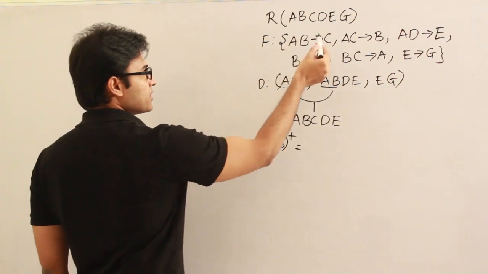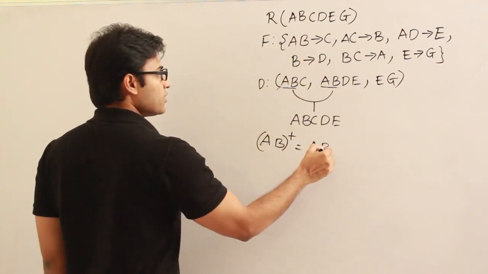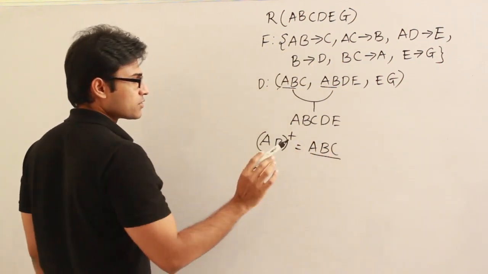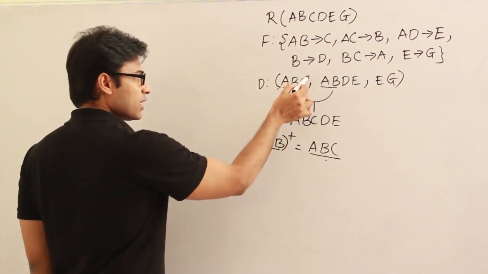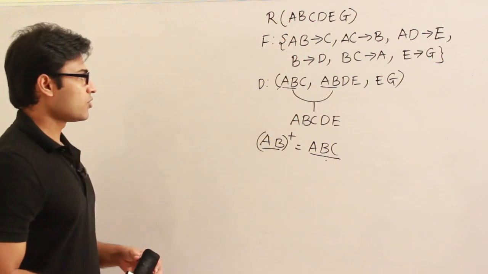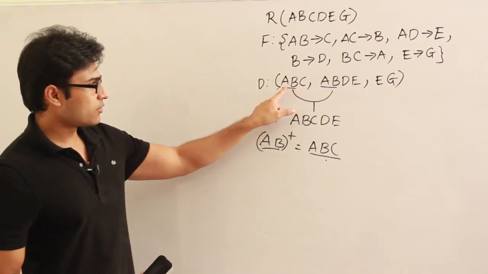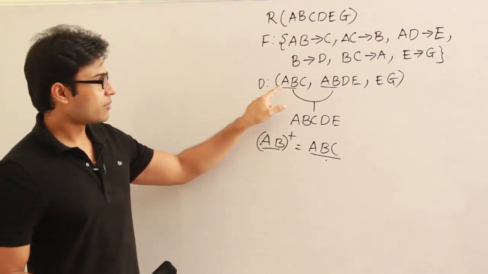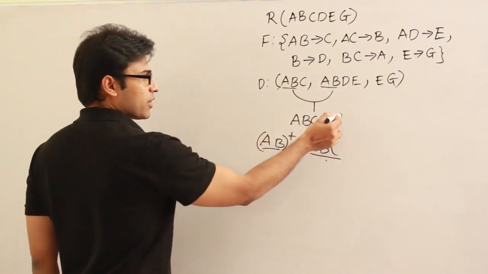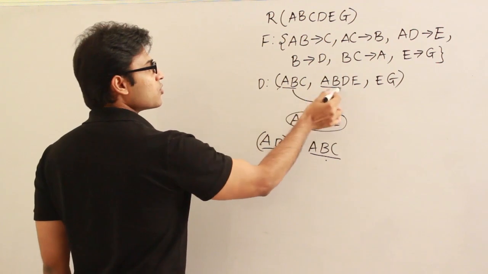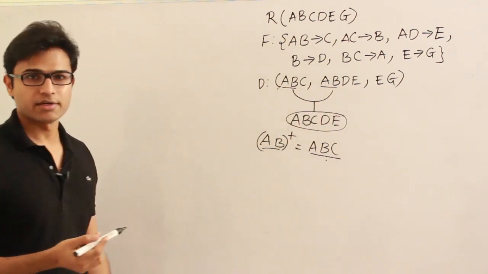Now AB plus is clearly giving us C here, right? So AB plus contains ABC. I can stop it here. Even though AB plus is not only ABC, I can stop it here because that is what I wanted. I just wanted to see whether AB is a candidate key for one of them, and it turned out that it is a candidate key for the first one. So this particular table decomposing into these two is perfectly valid.